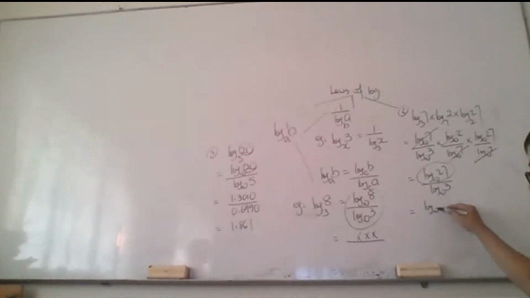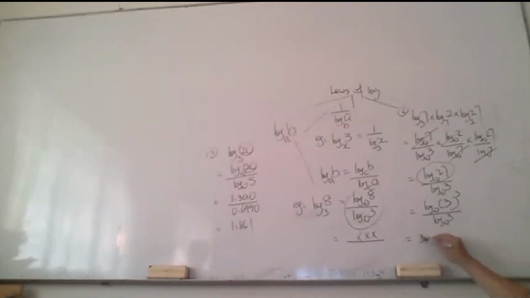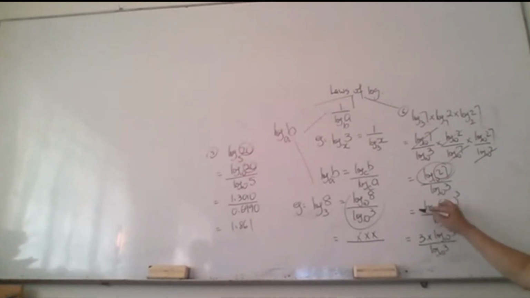So log 10, so 3 to the power of 3 over log 10 3. So that's 3 times log 10 3 over log 10 3, because 27 is 3 to the power of 3. So you can bring down the 3 eventually, so cut off.